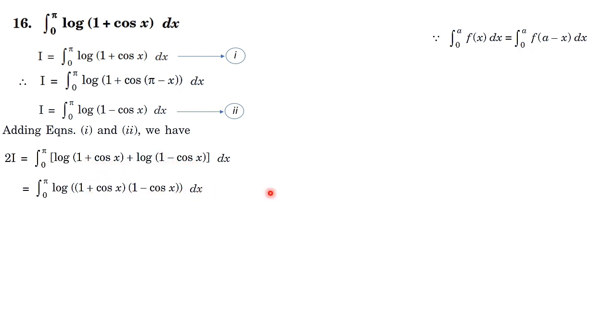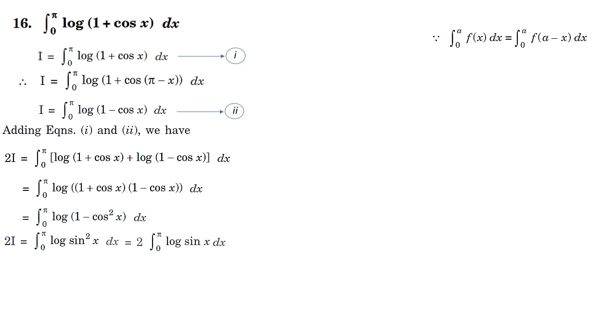If you don't know the property, write here and keep. Okay. Then integral 0 to pi log a plus b into a minus b. A plus b into a minus b is a square minus b square. So 1 square is 1, minus cos x the whole square is cos square x. So now we know 1 minus cos square x, that is integral 0 to pi log sin square x dx. So 2I is equal to integral 0 to pi log sin square x dx.